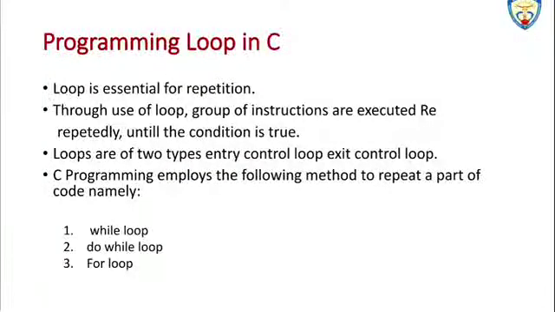If we look at the methods, how we can repeat a part of the code, then we have the while loop, do while loop, for loop. The while loop and the for loop come under the category of entry control loop, as in these the condition is first checked, then only the execution of the statement takes place. In the do while loop, the condition is checked after the execution of the statement. So even if the condition is false, the execution of the statement will take place at least once.